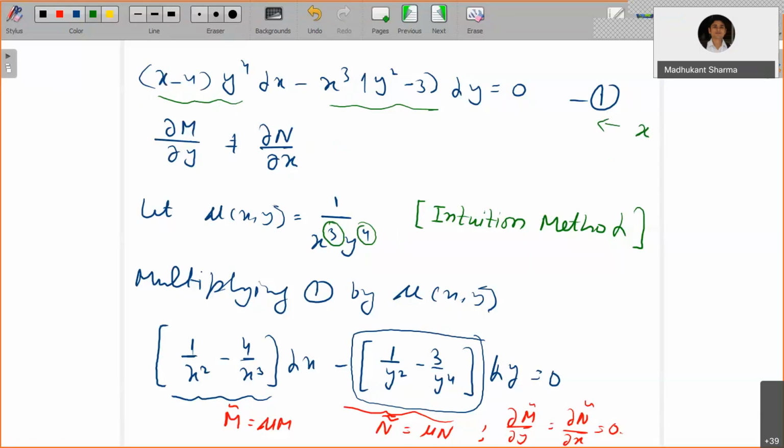You multiply both sides by x to the power a into y to the power b and assume that the resulting equation becomes exact. If you are able to identify the values of a and b, then you are through. It means you are taking a chance. You are writing some analysis and solving some mathematical expressions, and if you are able to decide the possible values of a and b so that the resulting equation becomes exact. Right, so this is the intuition method, a guess method, you can say guessing method.